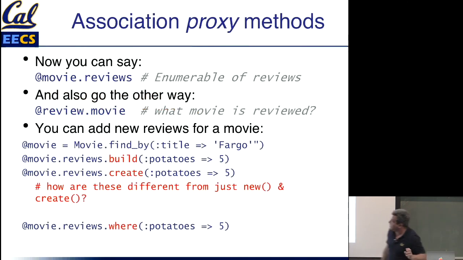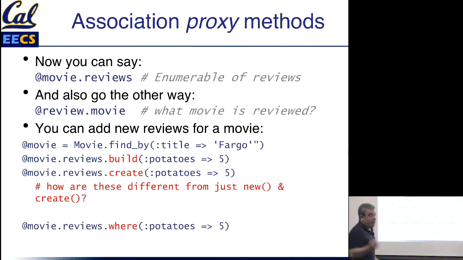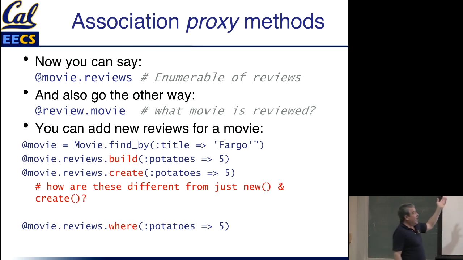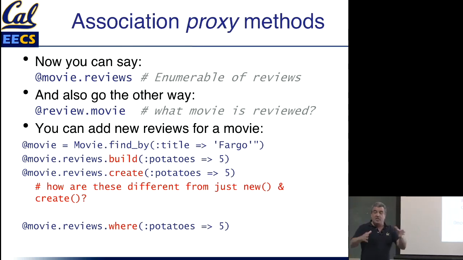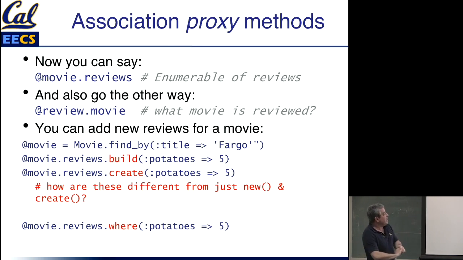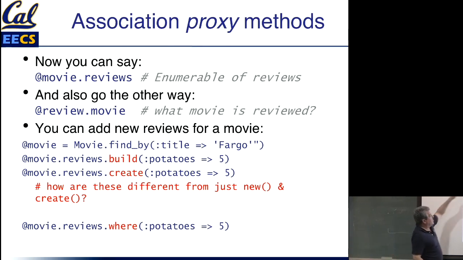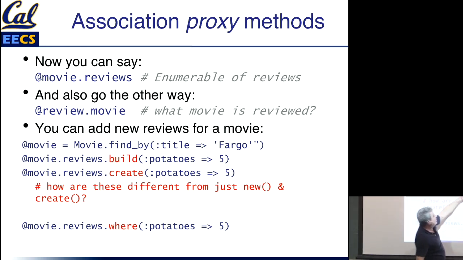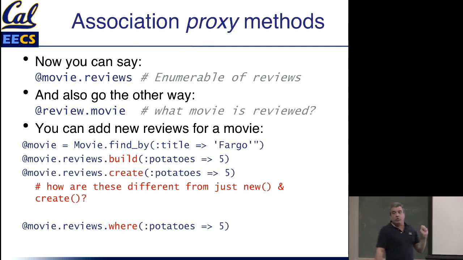Now you can say things like this. If you have a movie and you ask for movie.reviews, you'll get an enumerable collection, each element of which is a review object, an active record review object. They will have been pulled from the database for you. You can also go the other way. If you have a review object, you can ask review.movie, and you will get an instance of the active record movie object, which will have been pulled out of the database for you. You can add new reviews. So I can start out with a movie, and on the collection of reviews, I can either build, which doesn't yet save it, or I can create, which saves it in place, a new review for that movie.